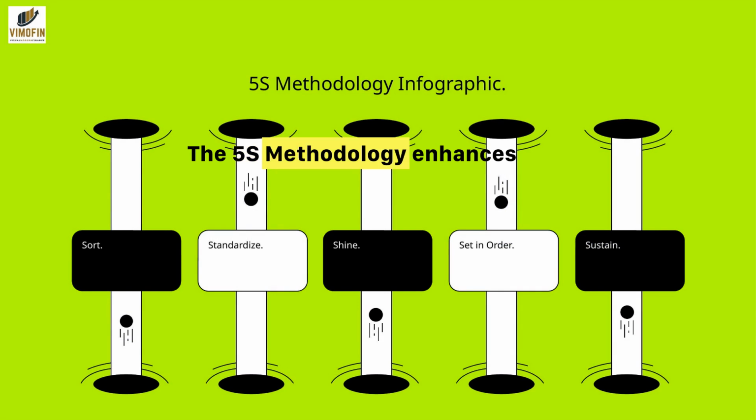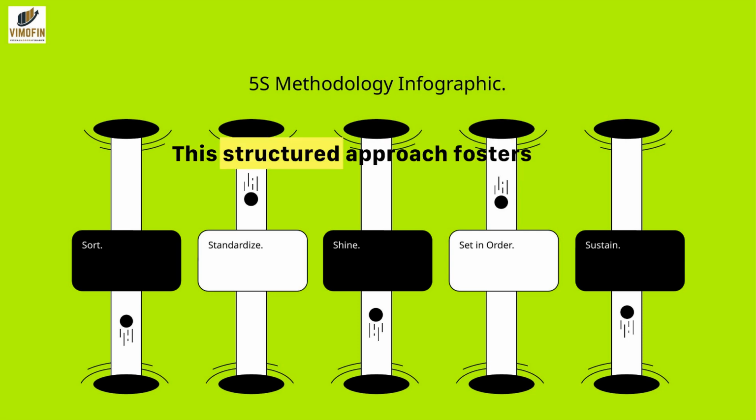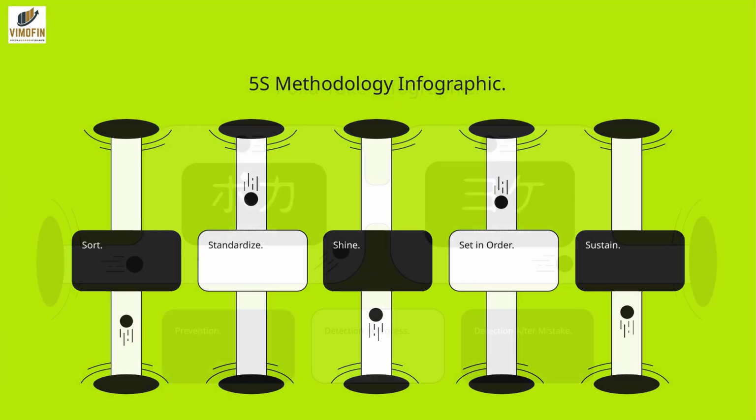The 5S methodology enhances workplace efficiency through 5 key steps: sort, to eliminate unnecessary items; set in order, to organize tools for easy access; shine, to maintain cleanliness; standardize, to establish consistent practices; and sustain, to ensure long-term adherence. This structured approach fosters a productive and organized environment, reducing waste and improving overall workflow.